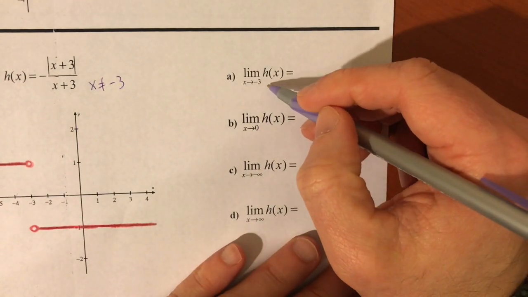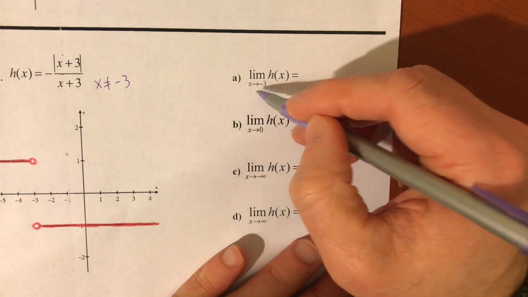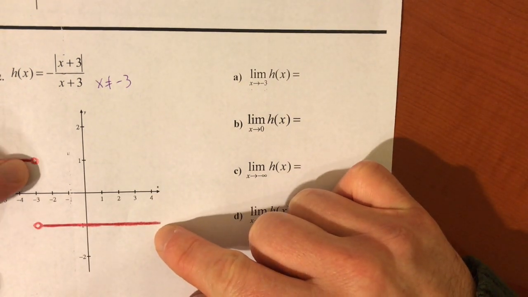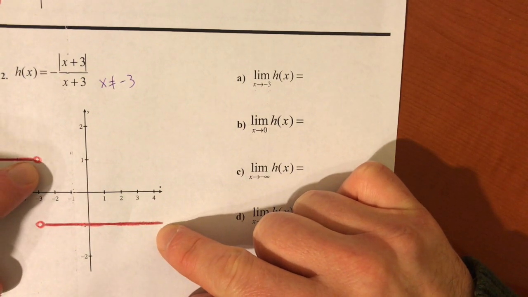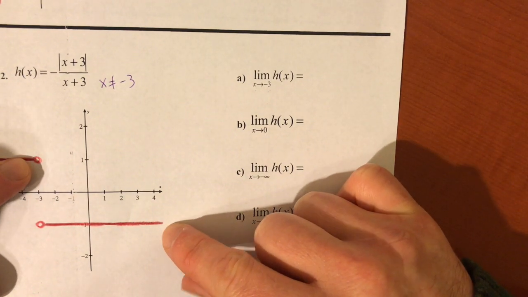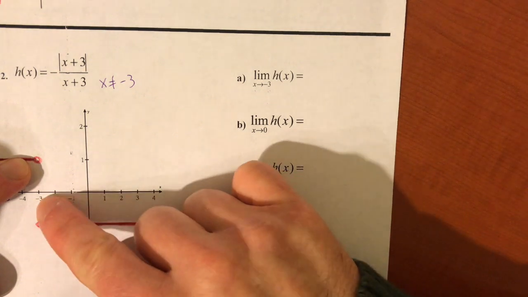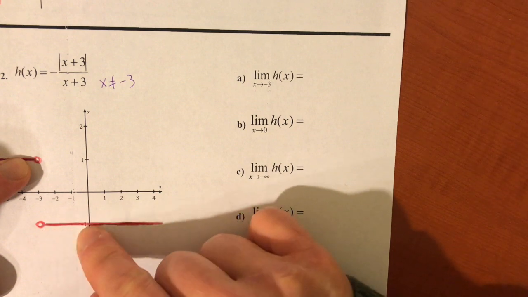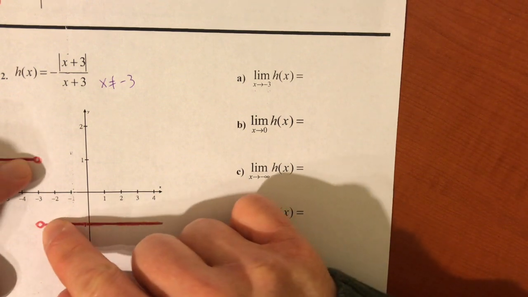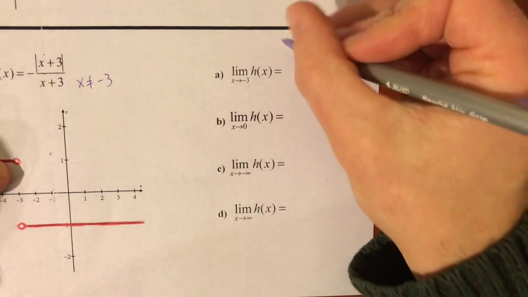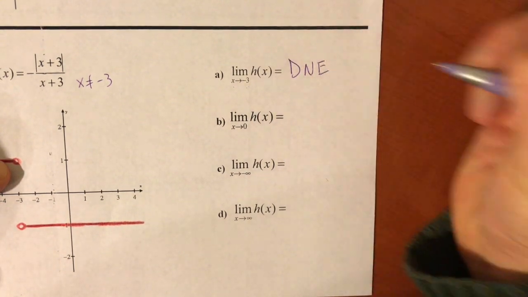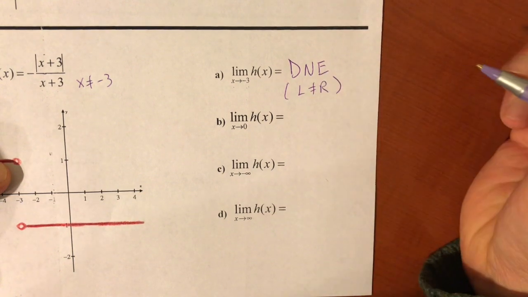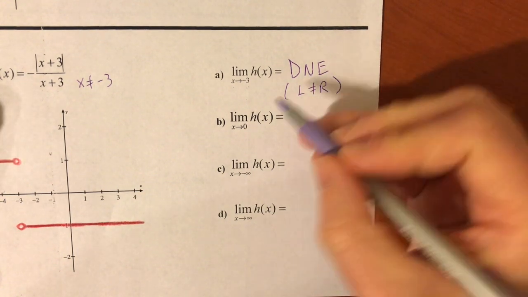But in terms of answering these limit questions, as x approaches -3 from the left, the function is approaching 1. It actually is 1, it's not just approaching it. And as we approach -3 from the right, the y value is approaching, or is, -1. Either way, they're not going to the same value. So that is where we'd say the limit does not exist, because the left does not equal the right. They're going to two different values.